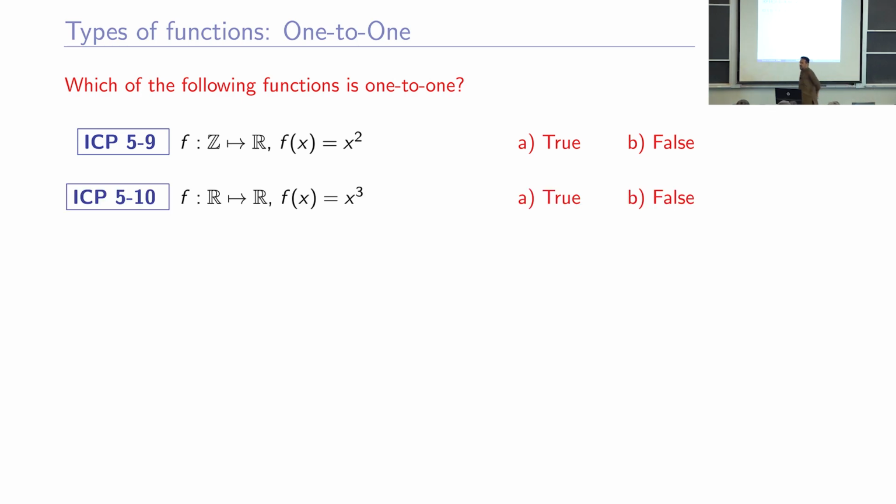Okay, here's another function from real to real, f of x equals x cubed. It takes a real number and returns the cube of it. Is this one-to-one? Why? This function is one-to-one. Sorry? Yes.